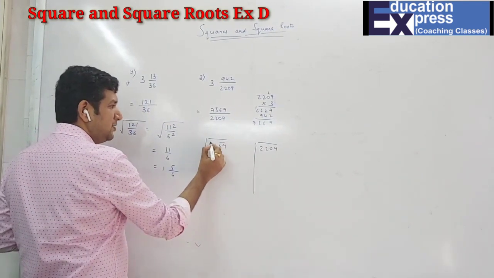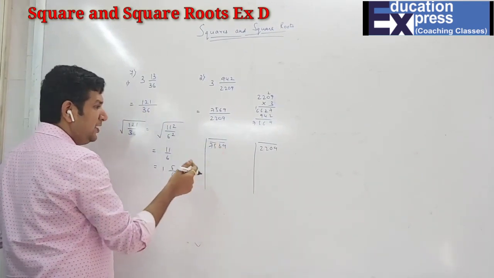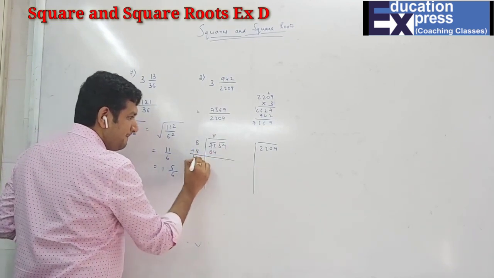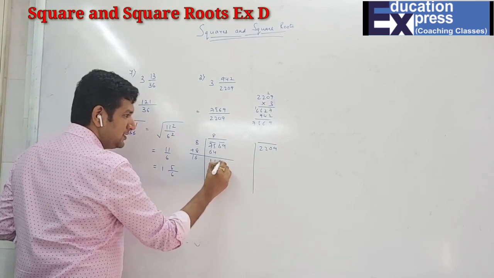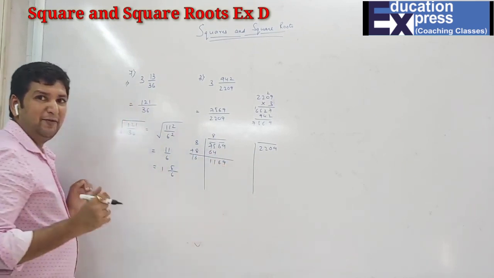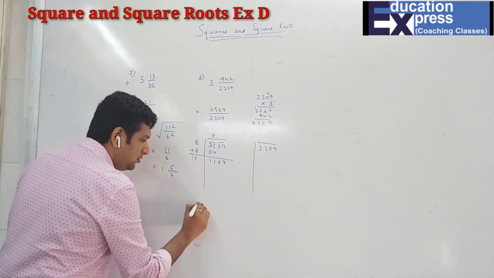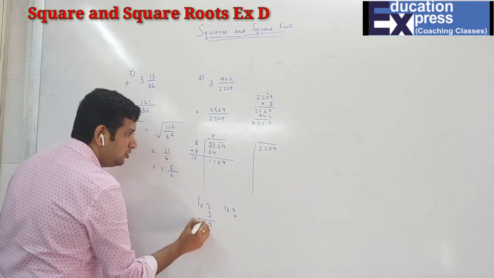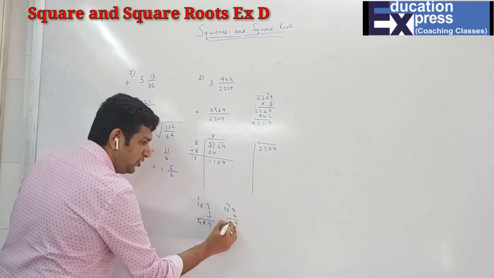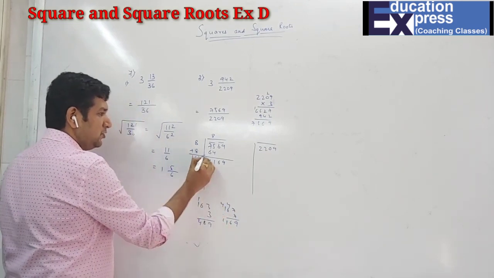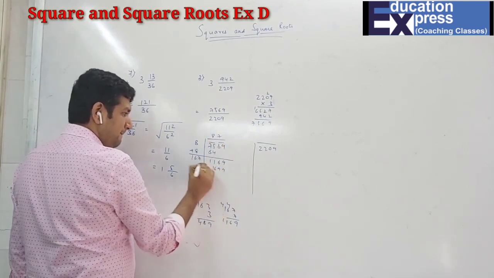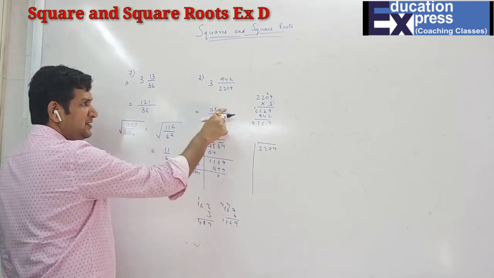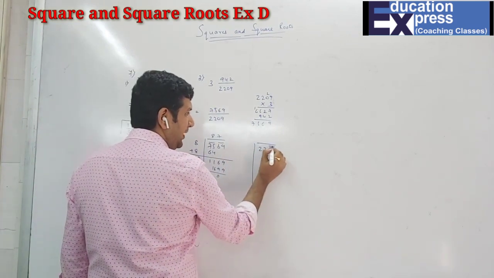So now same method, students. What square will come before 75? 8 eights are 64. Then 1169. As I've told you, the 9 at the end will come from either 3 or 7. So I'll try for both. 16 threes and 16 sevens. 9814 is not possible. 7 sevens are 49, and 46, 7s are 11. Yes, it's possible. So the answer is 87. 7569 is the square of 87. Now for 2209.